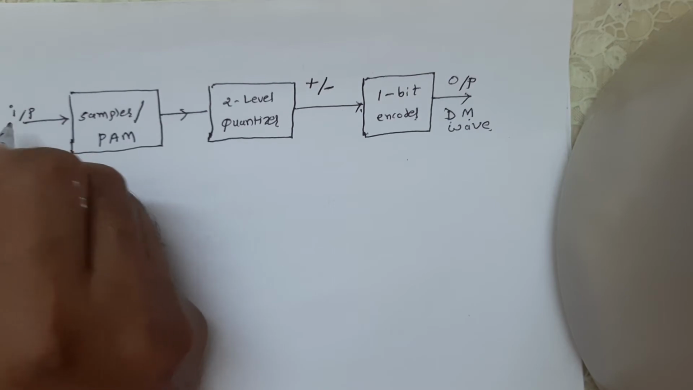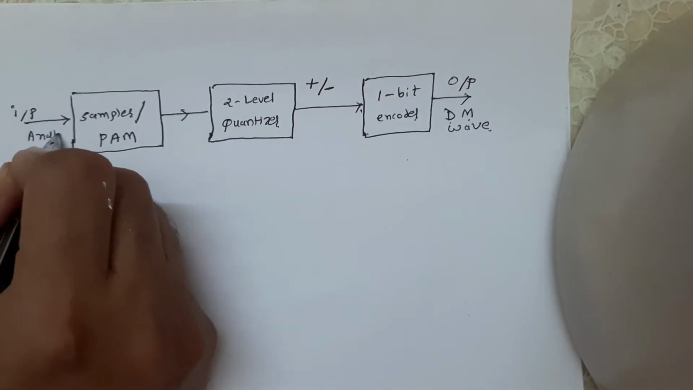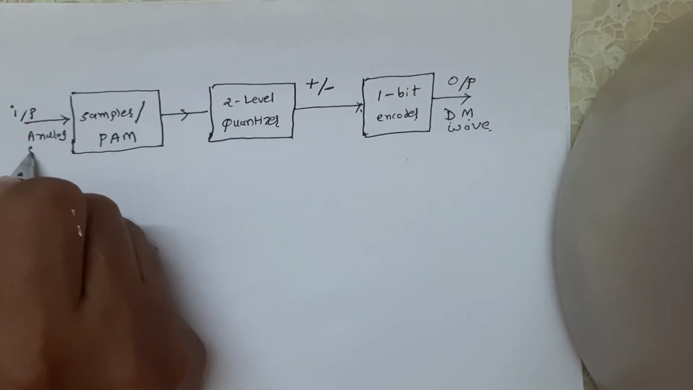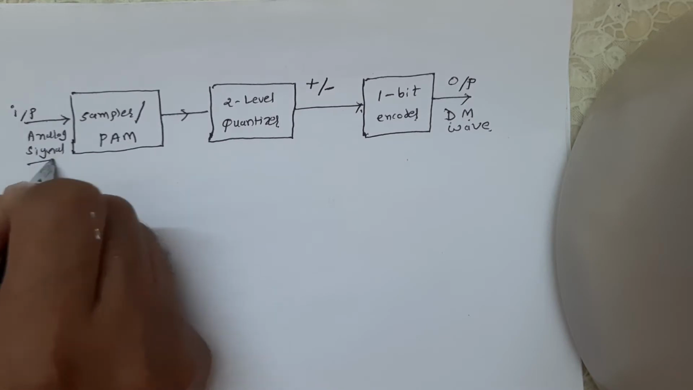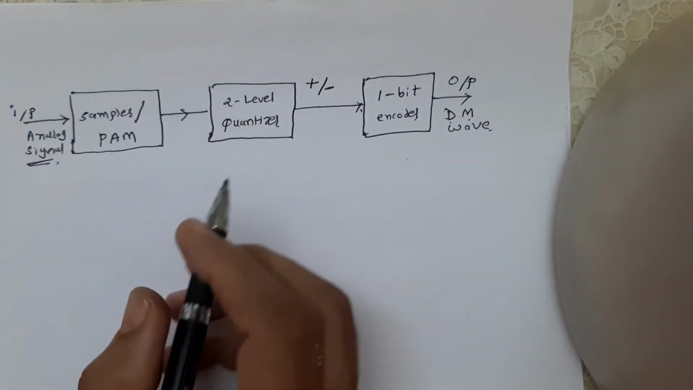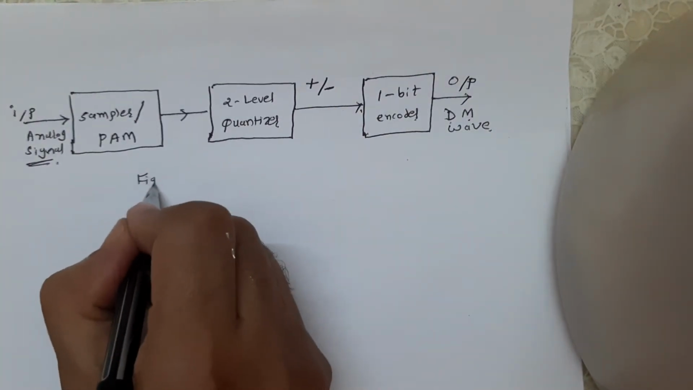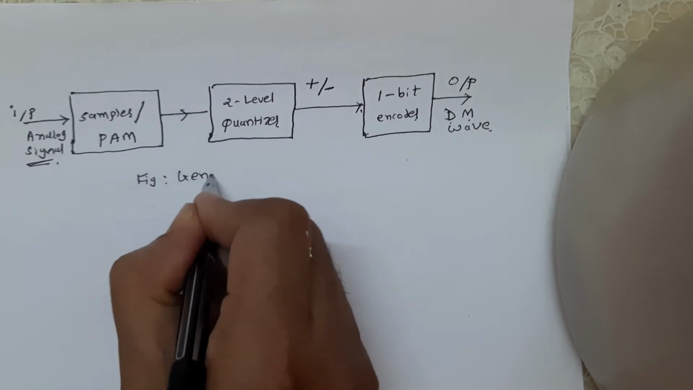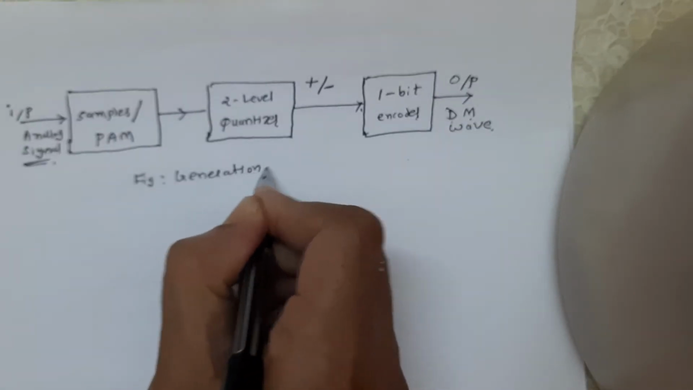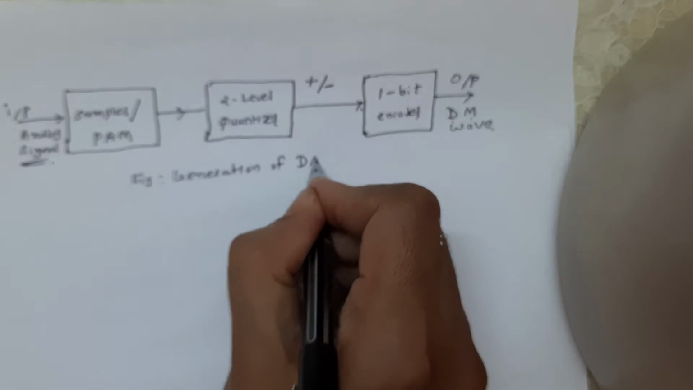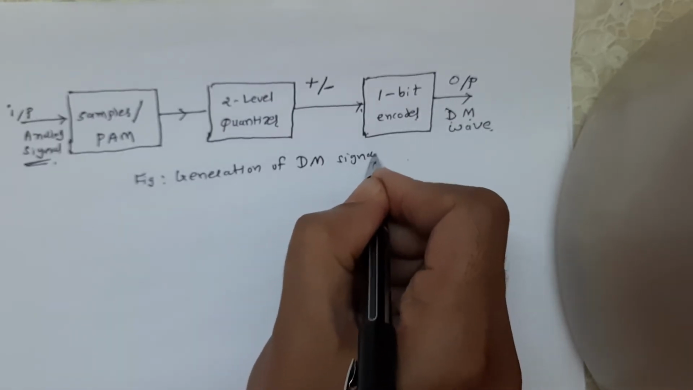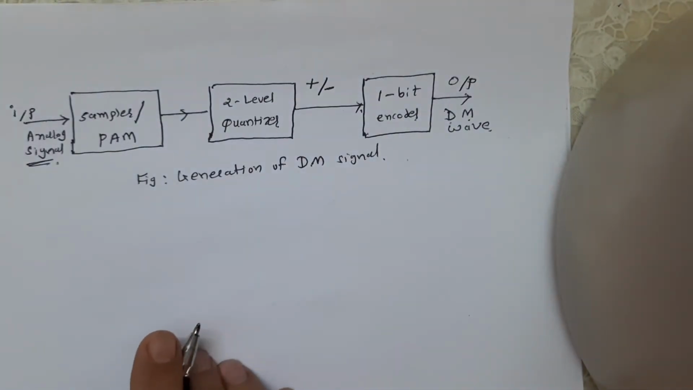Input is nothing but your analog signal. This is the figure of generation of the DM signal, that means the delta modulation signal.